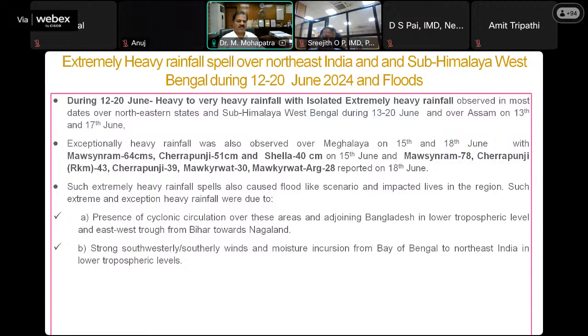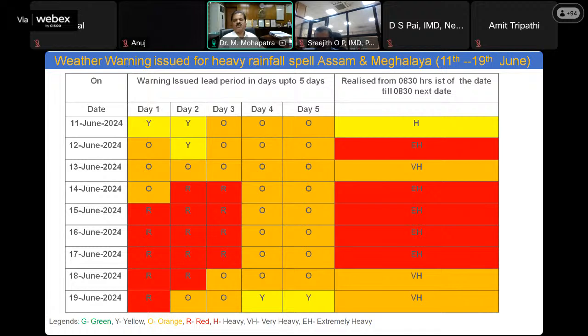Such extreme and exceptional heavy rainfall was due to the presence of a cyclonic circulation over the area and strong southeasterly, southerly winds which hit the Garo, Khasi and Jaintia hills, and hence there was upliftment of the moist air, leading to thunderstorms and heavy rainfall activity. Now, in this particular case also, it was a large-scale event which occurs in the month of June, and the forecast was provided for this purpose.